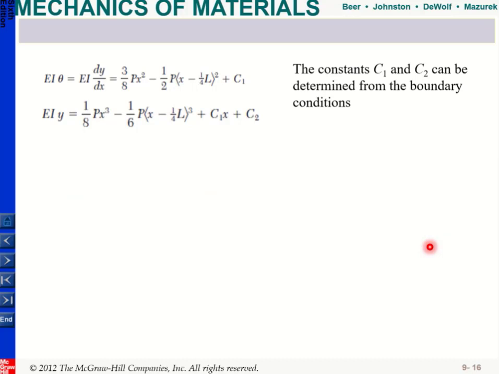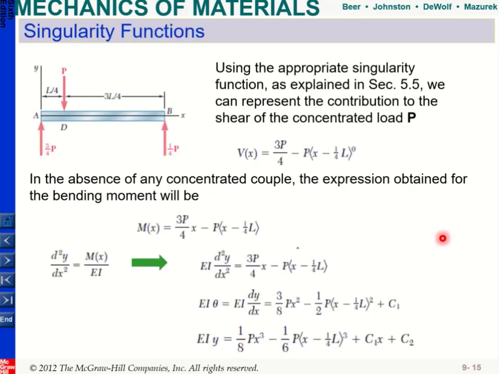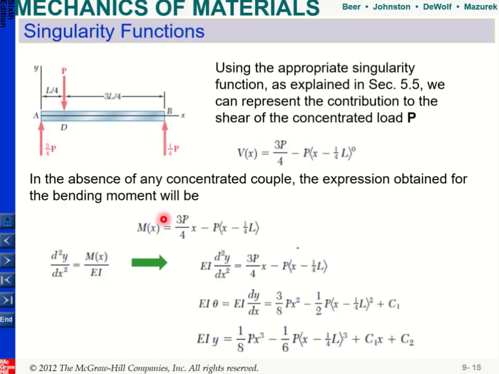So in the previous case, what I should have done is I should have found the moment from A to D and the moment from D to B, integrated twice, and then I need to use the continuity at D. So my deflection on the left and right side of D should be the same, and also my slope on the left and right side of D should be the same. So I can avoid it. All I can do is use a simple equation for moment.